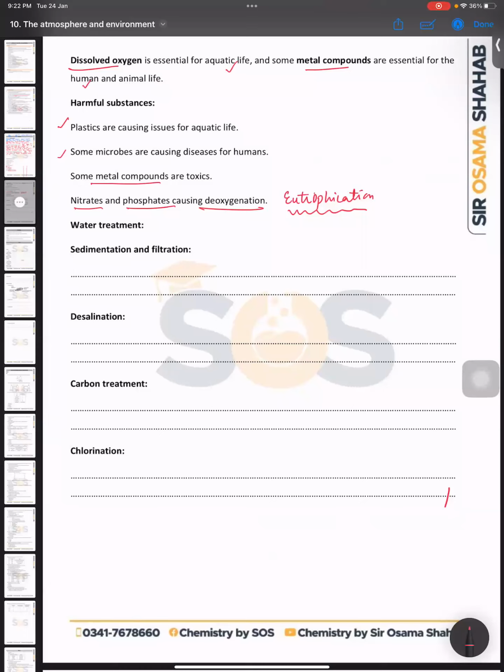Yes sir. Then we need to treat water before using. So if you want to use water in domestic use, or if you want to use it for drinking purposes, you must treat the water first, and then use it, right? So the very first process that you need to remember is sedimentation and filtration. It is used to remove insoluble substances.